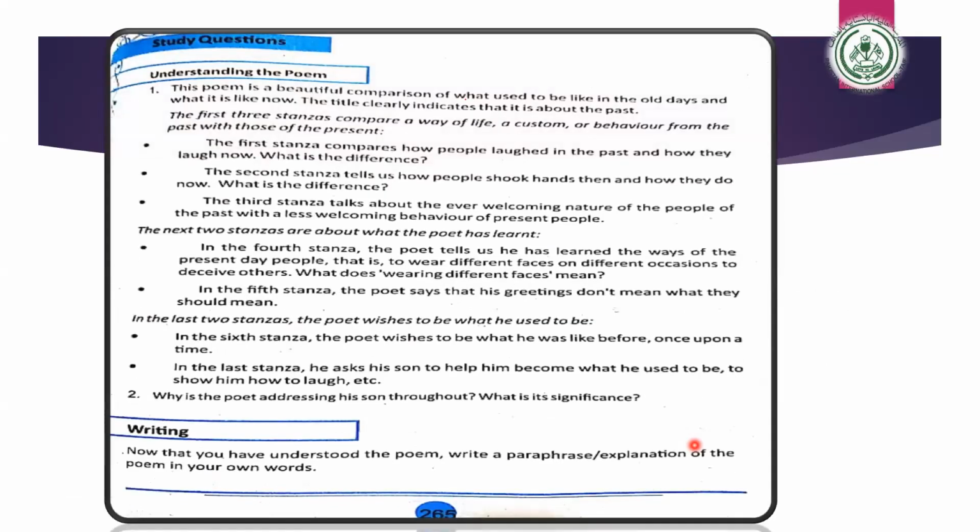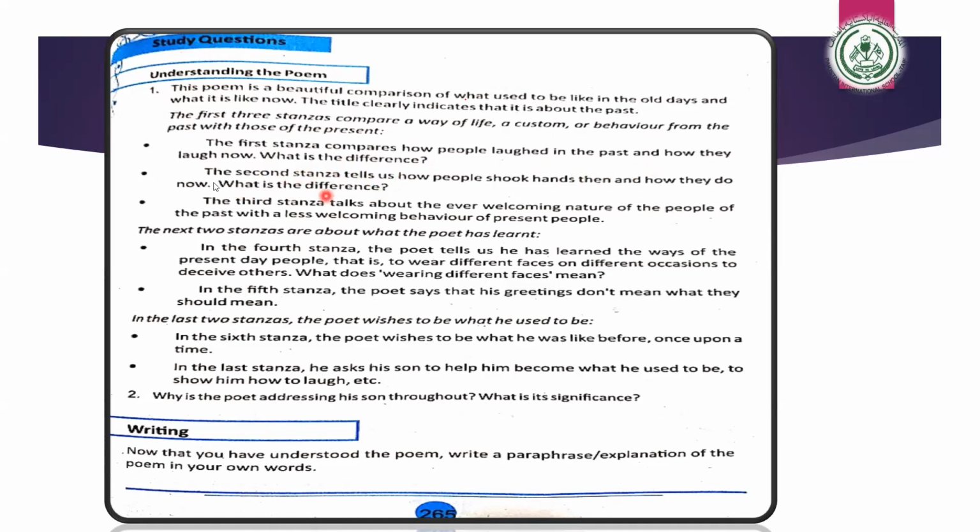Dear students, here we have understanding the poem, and it's on page number 265. You can see it in your book. This poem is a beautiful comparison of what things used to be like in the old days and what they are like now. The title clearly indicates that it is about the past. The first three stanzas compare a way of life, a custom or behavior from the past with those of the present. The first stanza compares how people laughed in the past and how they laugh now.